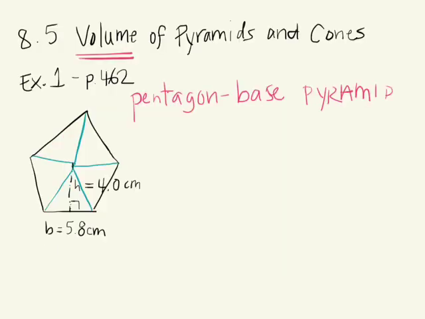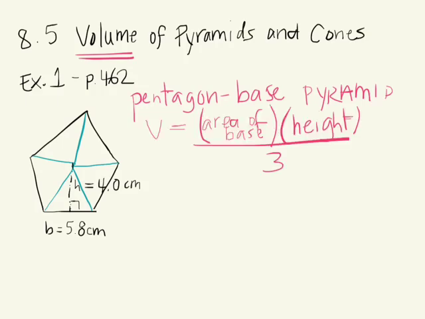Okay, so what we're trying to do here is find the volume of this pentagonal-based pyramid. How do you find the volume of a pyramid? We need to find the area of the base, multiply it by the height of the pyramid, and then divide it by 3. So the first thing we need to find is the area of the base.